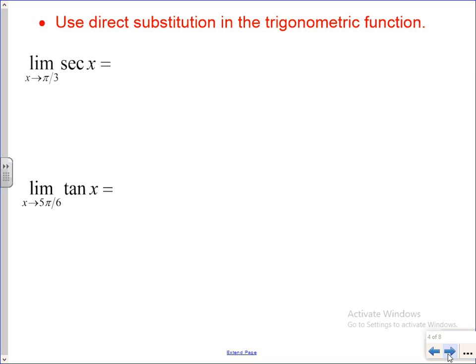As long as we are able to plug in the c value with direct substitution and we don't get any divide by 0, we can use direct substitution. So the limit as x approaches pi over 3 of secant of x, all we have to do is plug in pi over 3 to the secant, and the secant of pi over 3 is what, April?